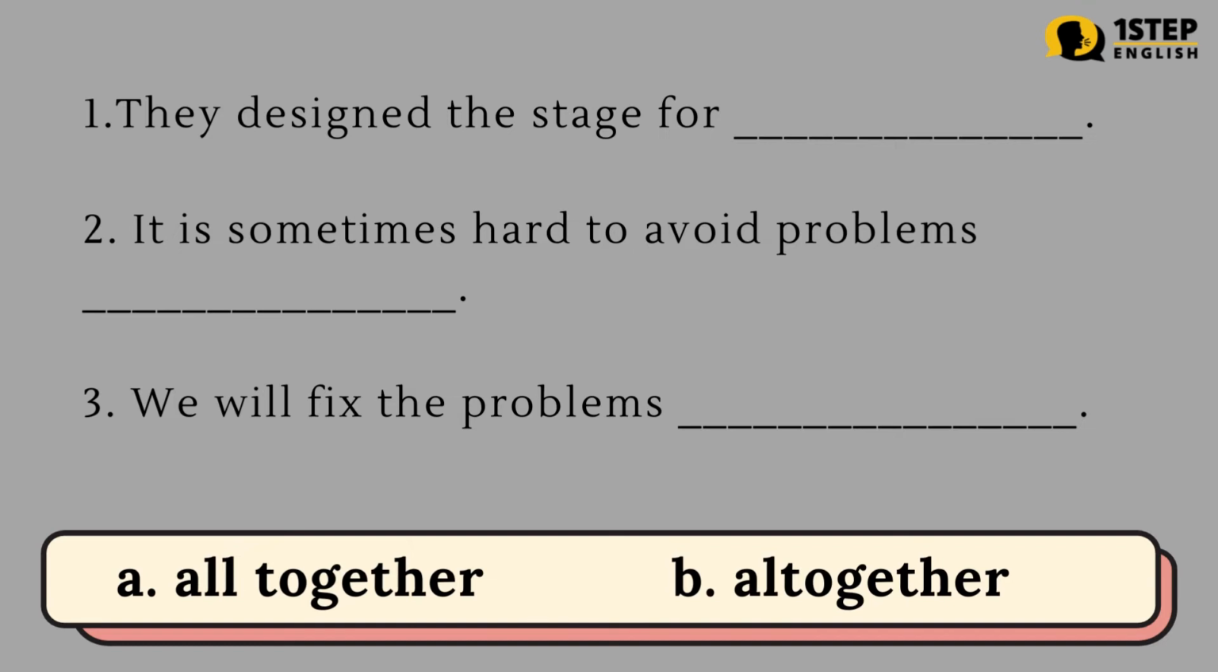Letter A. All together. Letter B. Altogether. The correct answers are: Number 2. Letter B. It is sometimes hard to avoid problems altogether. Number 3. Letter A. We will fix the problems altogether.